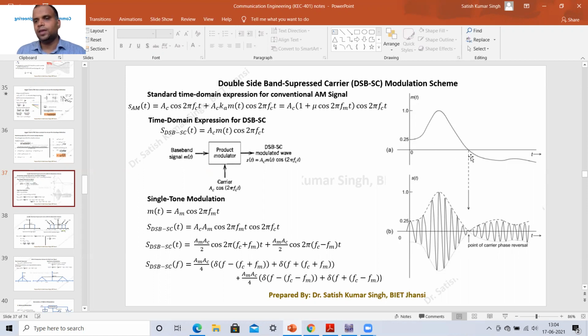Whenever there is a phase reversal of the message signal, here you can see that the message signal is changing its phase, its magnitude is becoming negative. At that time there will be a phase reversal of the carrier signal, and obviously the magnitude of the carrier signal will be systematically varying as per the magnitude of the message signal. So we have to look at how to generate it.